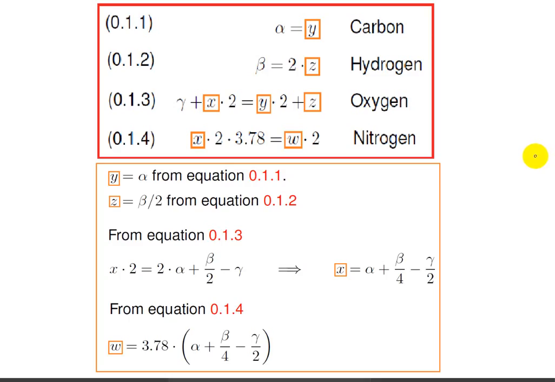Now we need to solve these equations for x, y, z, and w. We can look at this by inspection. We can see that if alpha is equal to y, then y must be equal to alpha.